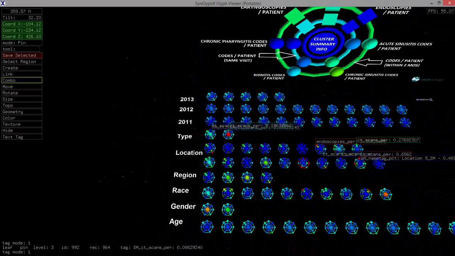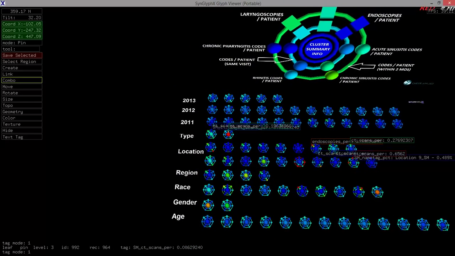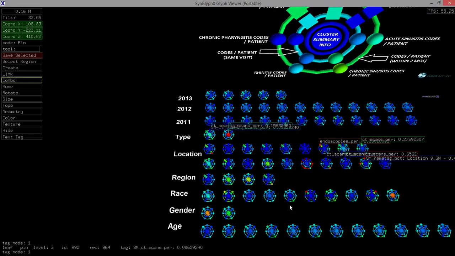So the takeaway from this visualization is that we should further look into the fact that private practices, and more specifically, individual locations, are improperly coding CT scans when the patient is initially diagnosed with acute sinusitis.